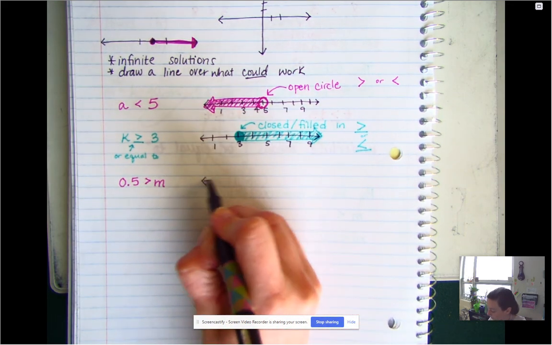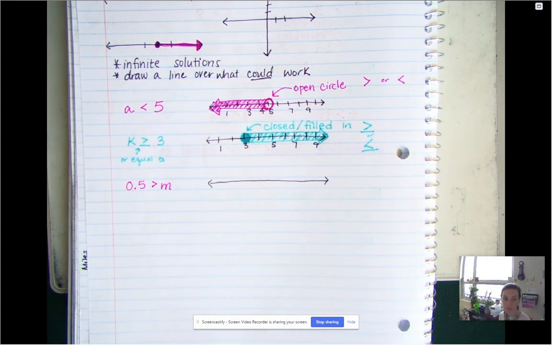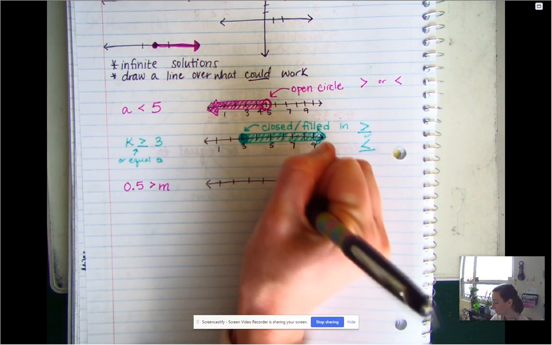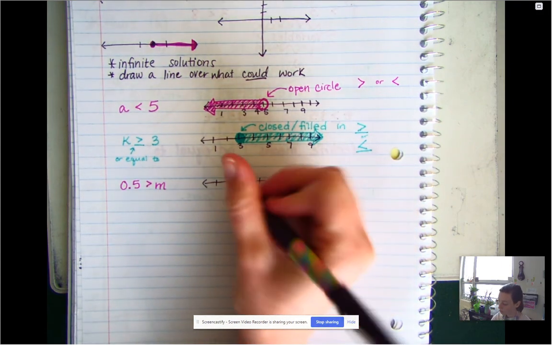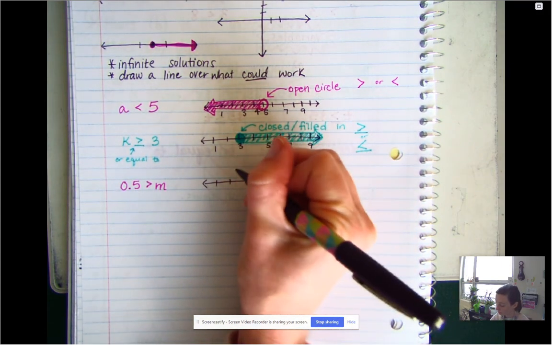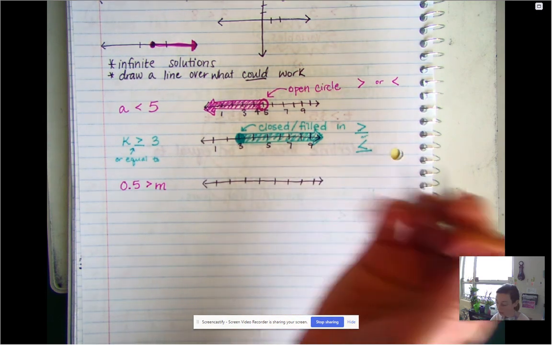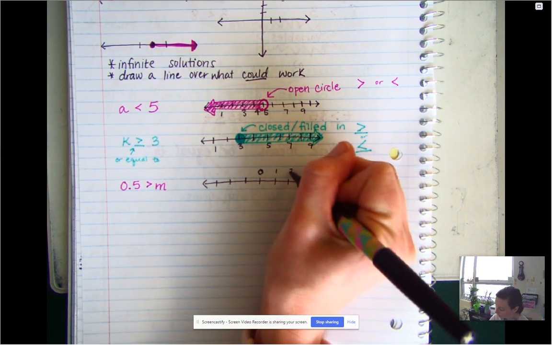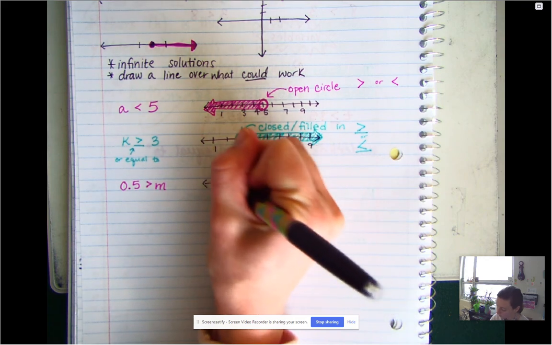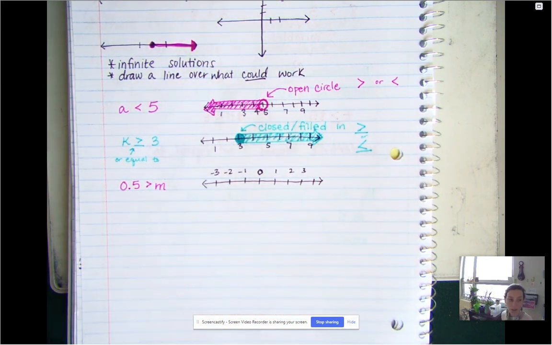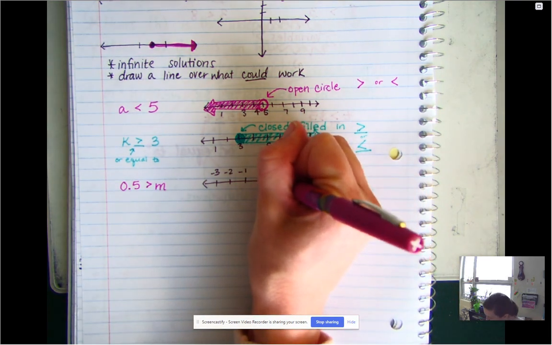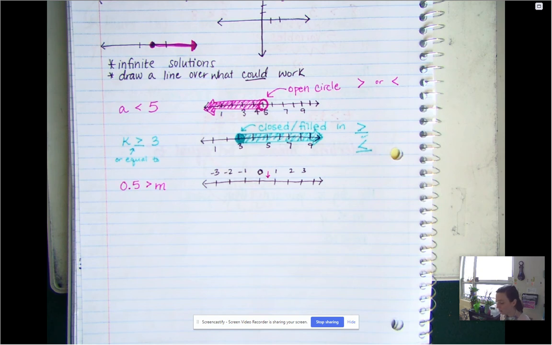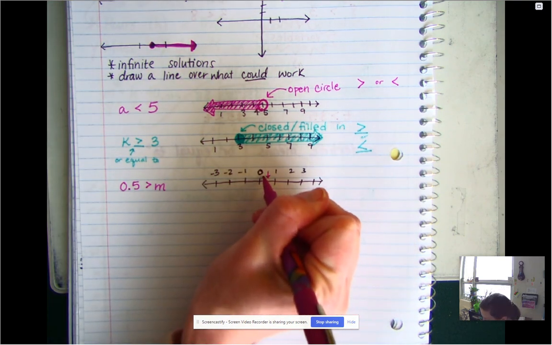So hopefully you started with your number line. You know you need to put some numbers on here. Maybe you want to make these integers and put 0.5 in between. Maybe you want to make these 0.5s. Put 0 in the middle. Now I know that 0.5 is going to be right about here. And 0.5 is bigger than what m is. So m must be anything smaller than this.